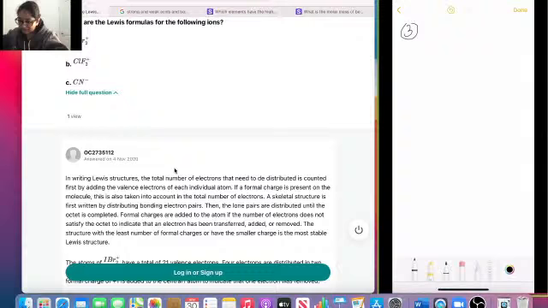And so basically the structure with the least number of formal charges, or the smaller charge, is the most stable Lewis structure, right? And so let's say for A, we're doing A.